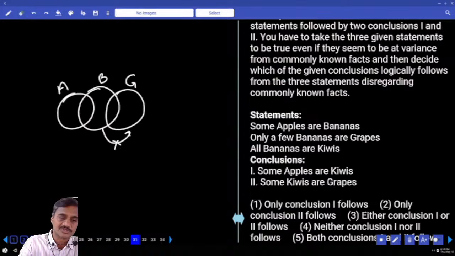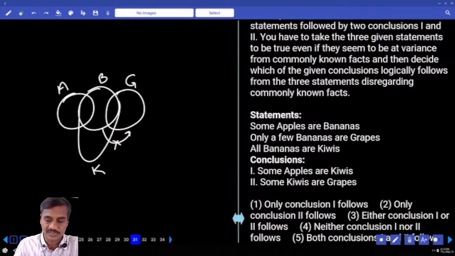And all bananas are kiwis. Now this entire banana is a part of this kiwi. And the first statement, some apples are kiwis, is true. And some kiwis are apples, so that is also true. And so both 1 and 2 is the choice for question number 31.